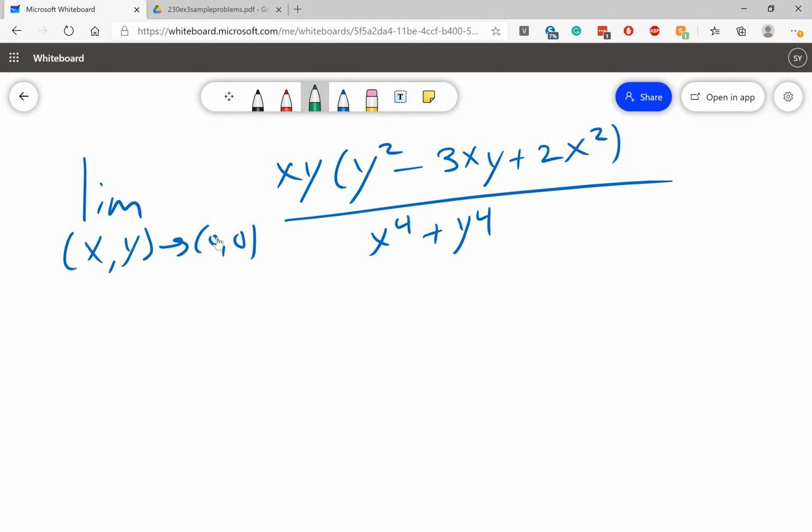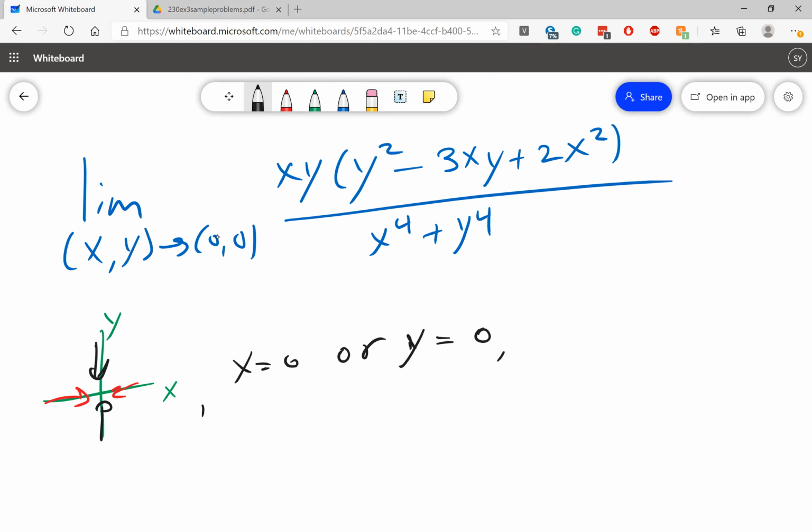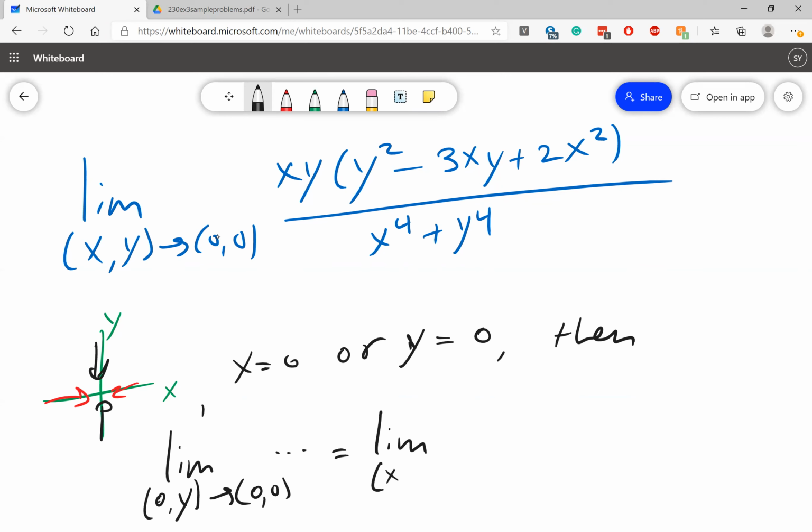Now again, if we are approaching from this direction or from this direction, meaning x is equal to 0 or y is equal to 0, then this limit, for the first one we would get the limit as y goes to 0 of this thing, and the limit would be equal to 0, because either this would be 0 or this would be 0, and so the entire first part would be 0.